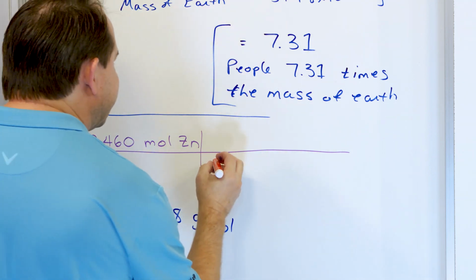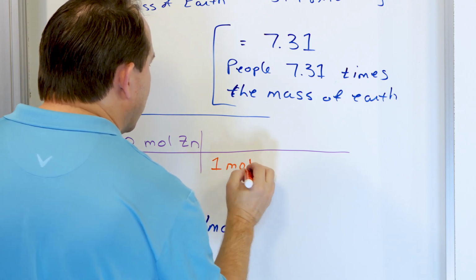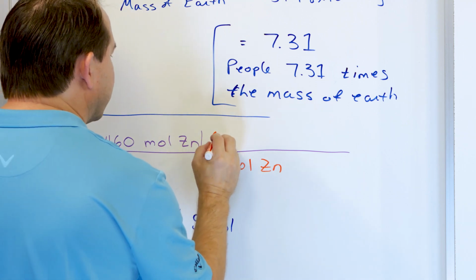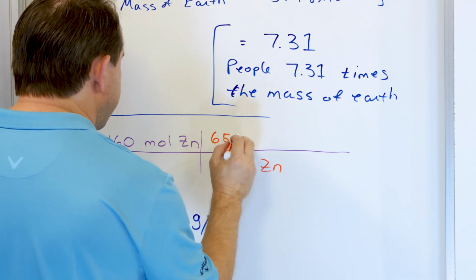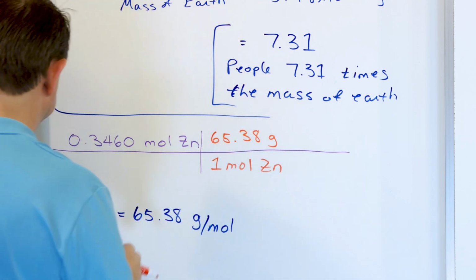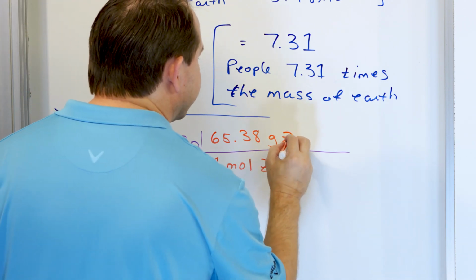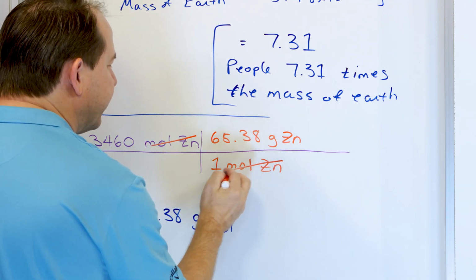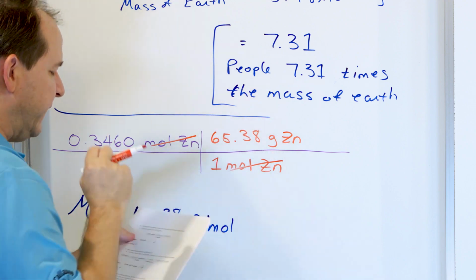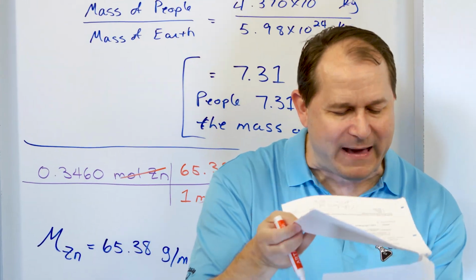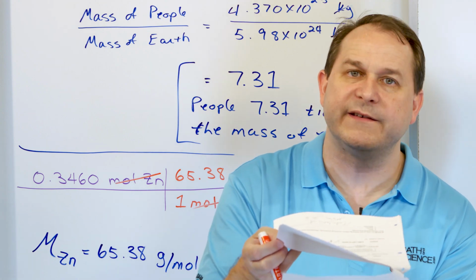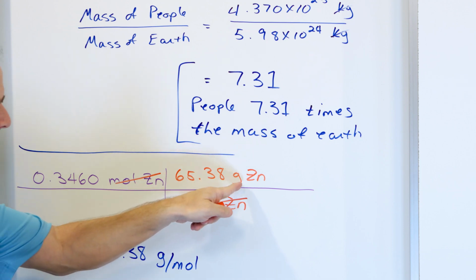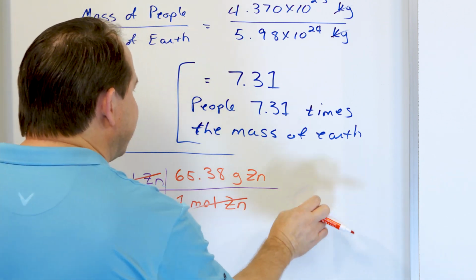So what we're going to say is 1 mole of what? We're talking about zinc. So 1 mole of zinc is equivalent to 65.38 grams. Grams of what? Grams of zinc. Now we arrange it this way, so moles of zinc exactly cancels with moles of zinc. The only unit left is grams of zinc. The problem asks for the mass in grams of 0.3460 moles of zinc. The only unit I have left is grams of zinc, and so I know that it has to be multiplied like this.